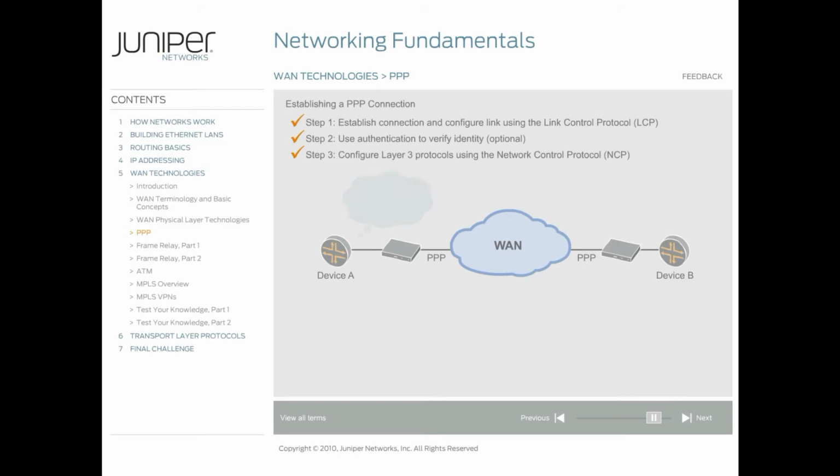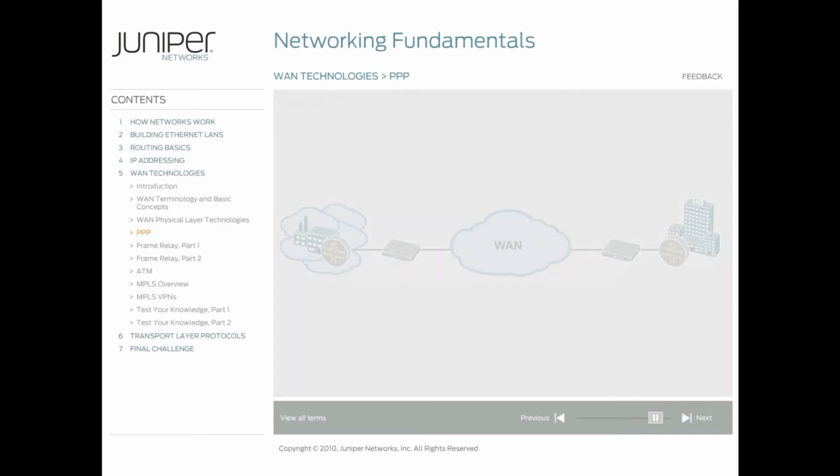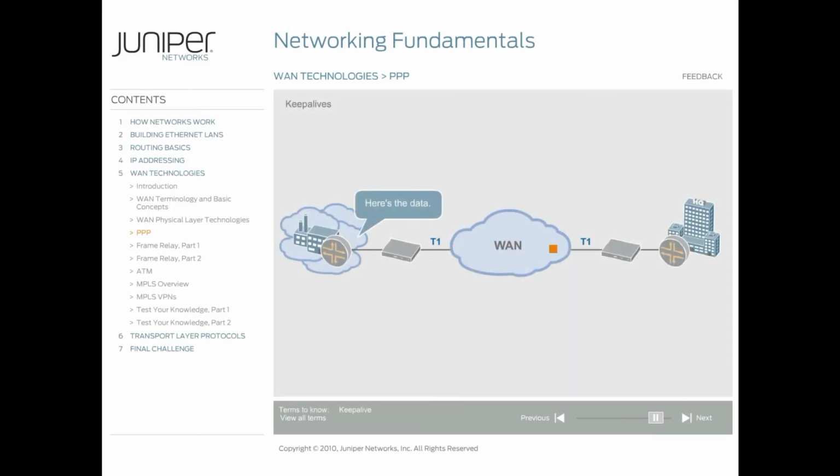Once the three-step process is complete, the devices can send data across the link without having to add explicit addresses to the frame, unlike Ethernet, where addressing information is included in every frame. The connection is typically maintained by sending periodic messages called keep-alives. When the devices are finished sending data, they can terminate or end the connection.